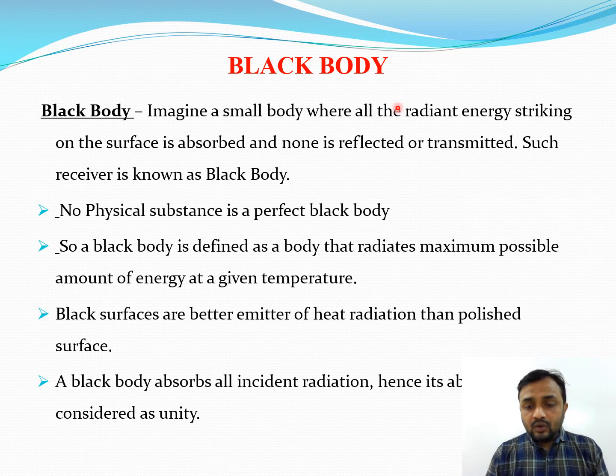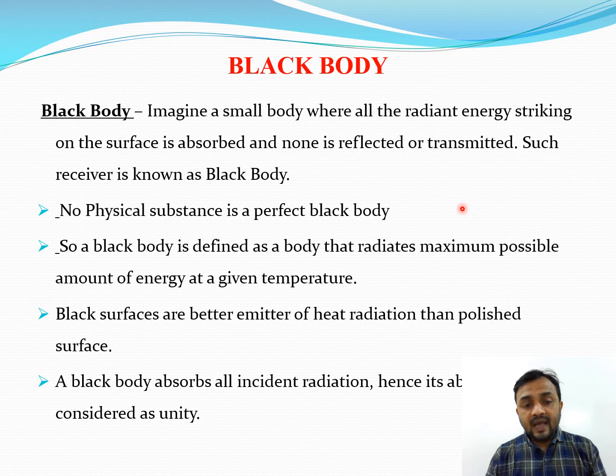Again, we will discuss the black body. What is a black body? Imagine a small body where all the radiant energy striking on the surface is absorbed and none is reflected or transmitted. Such a receiver is known as a black body. A black body is a good receiver of energy. Second point, no physical substance is a perfectly black body. In the universe, no physical substance behaves like a perfect black body.